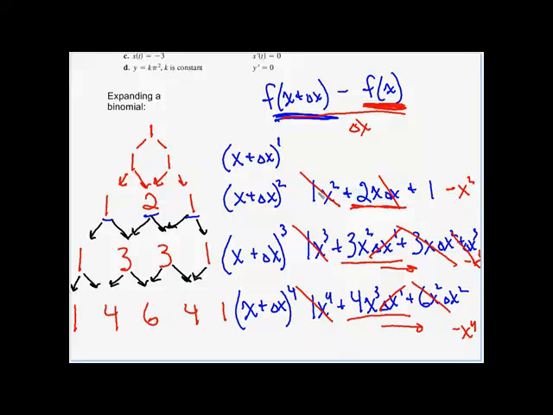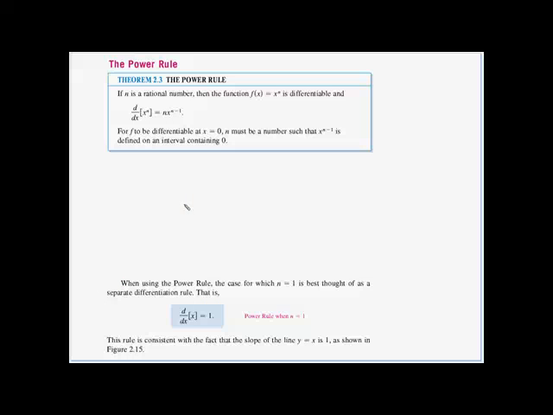So here's the interesting part. Actually, well, let's just get right into the power. If you notice here, it's now just 2x to the first, 3x to the second, 4x to the third. We're going to be able to generalize that into the very useful calculus power rule.